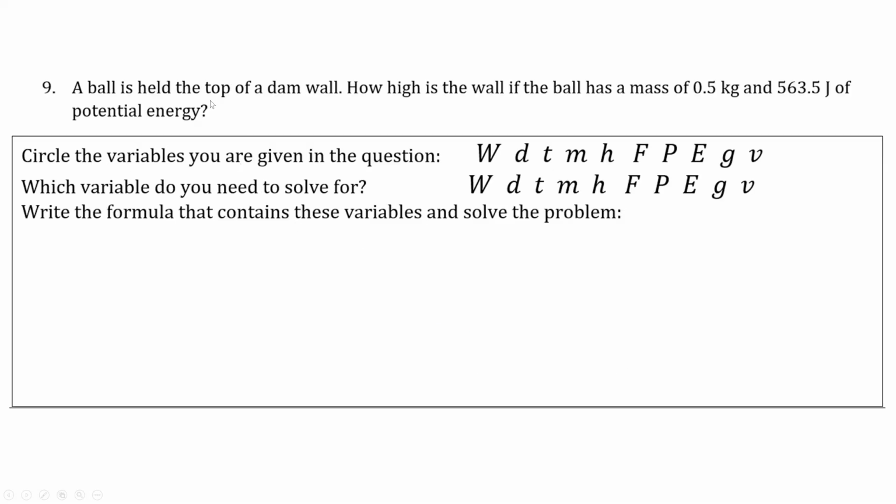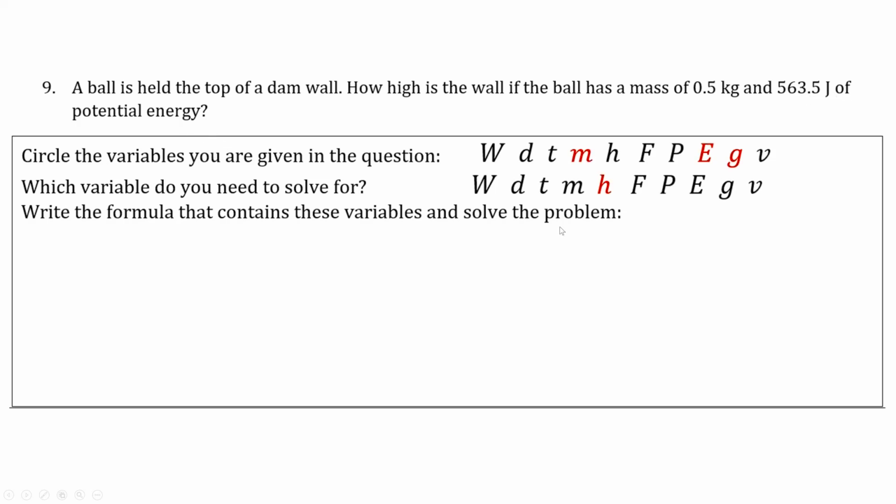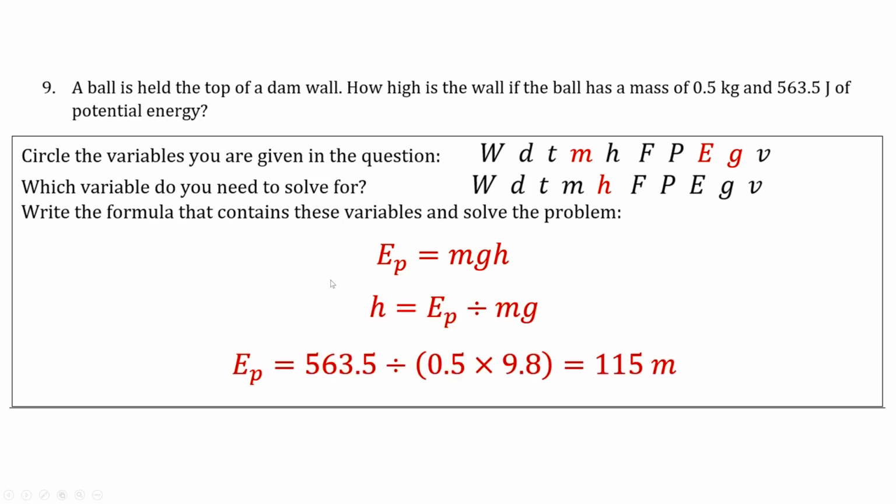Question 9. A ball is held at the top of a dam wall. How high is the wall if the ball has a mass of 0.5 kilograms and 563.5 joules of potential energy? So we have the mass, we have the amount of energy, we know what gravity is. We just need to work out what the height is. Bit of a given that it's the potential energy equation. And then we isolate the height by putting m and g on the other side, dividing both sides by mg. So 115 meters. That's a mistake, that should be an h.